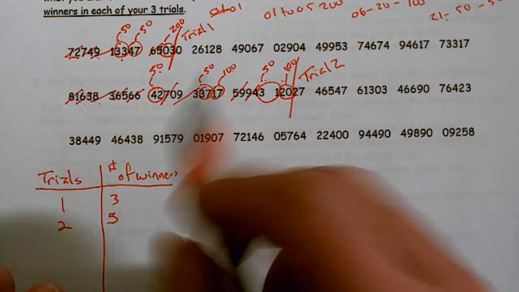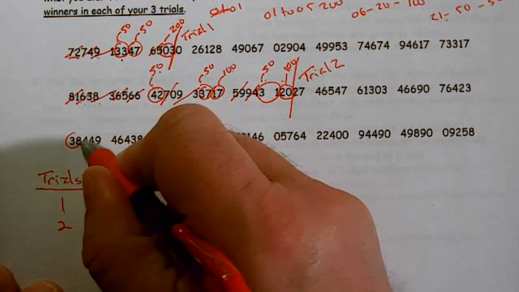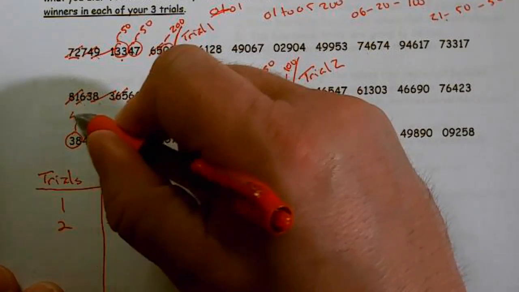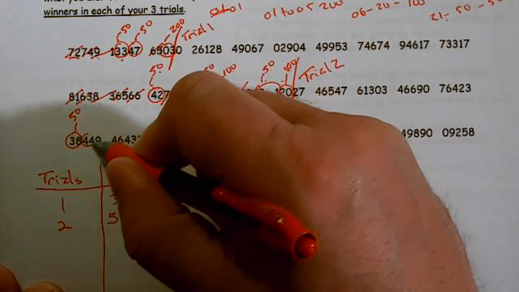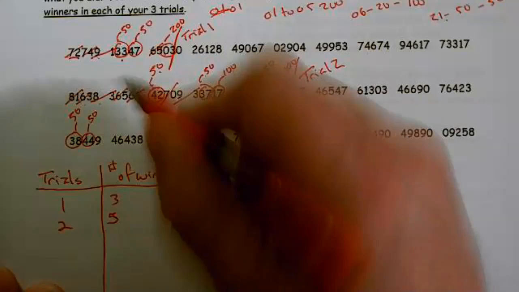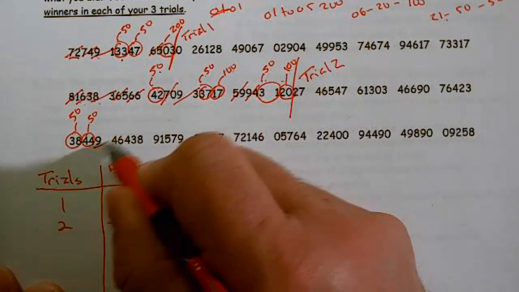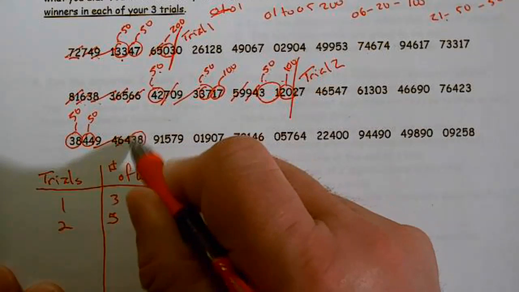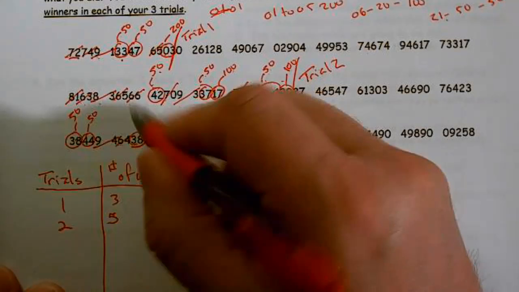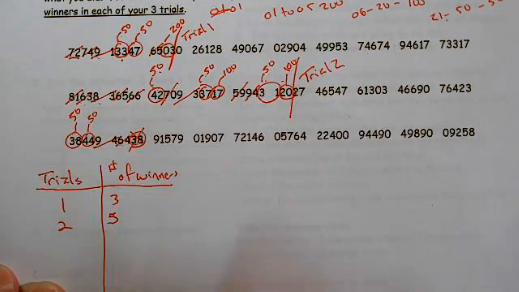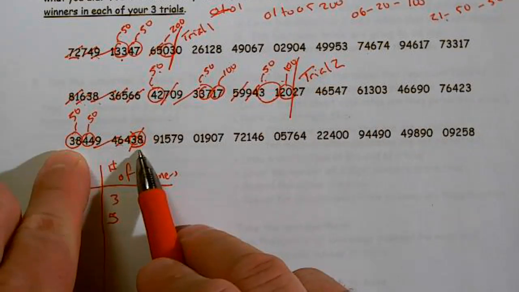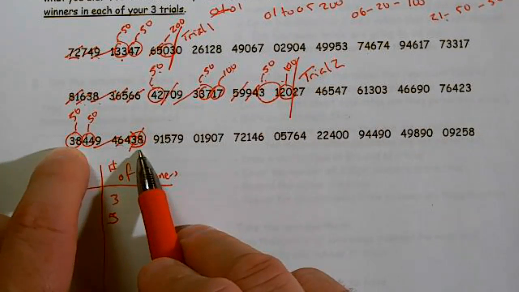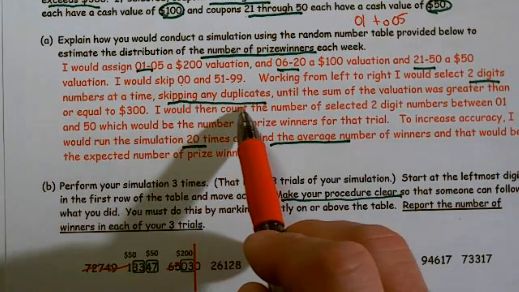Okay, the next one, 38. Hey, we started off with a winner. That's a $50 winner. Then we have a 44. That's also a $50 winner. Then we have a 94, which is a skip. Then a 64 is a skip. We go, oh, 38's a winner. And then we're like, oh no, that's a duplicate. Duplicates are not permitted. So that's a skip as well. We didn't get to count 38. We can't have it happen twice because we said in our explanation that we were going to skip any duplicates.